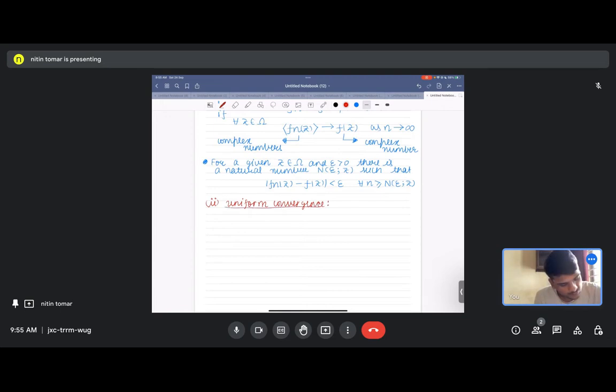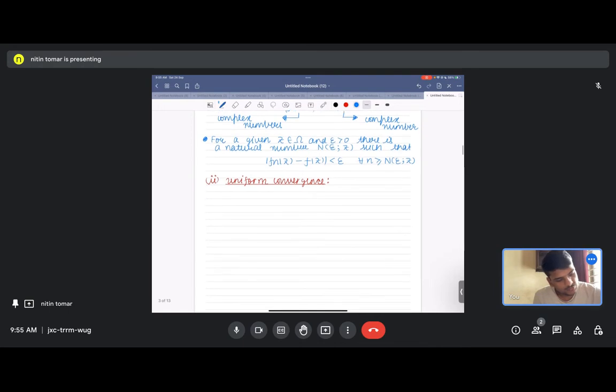Uniform convergence. So uniform convergence is again, so given epsilon greater than 0, there is a natural number N, now it depends only on epsilon, such that |f_n(z) - f(z)| is less than epsilon for all n greater than or equal to N, which depends on epsilon, and for all z in omega.